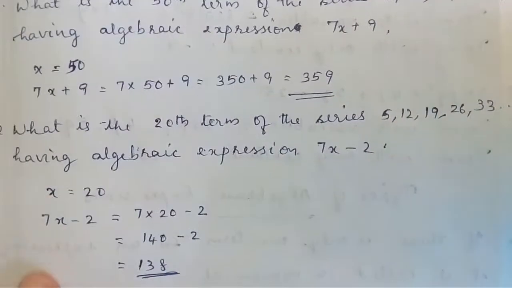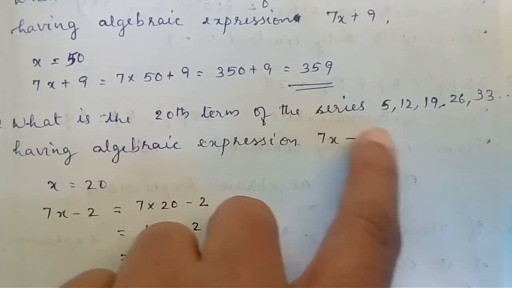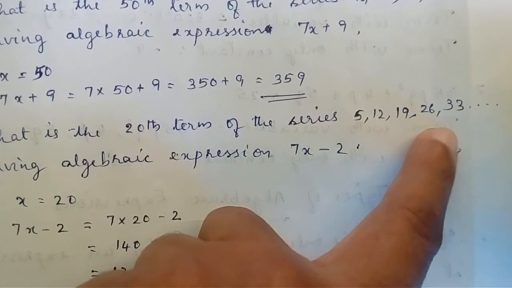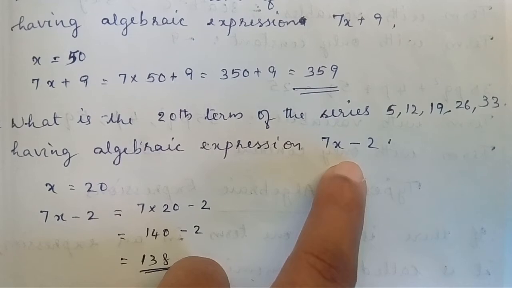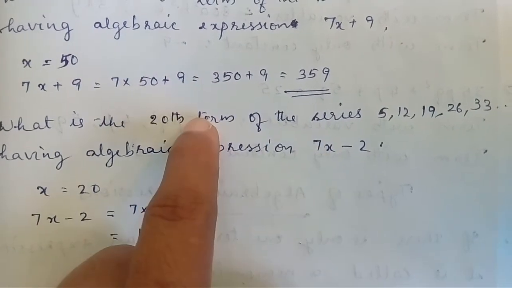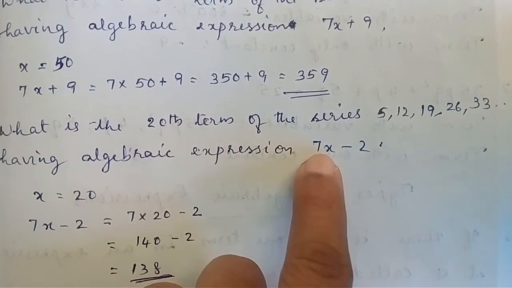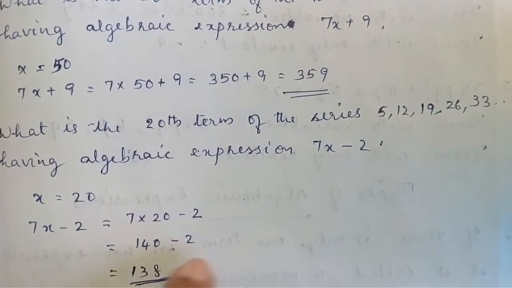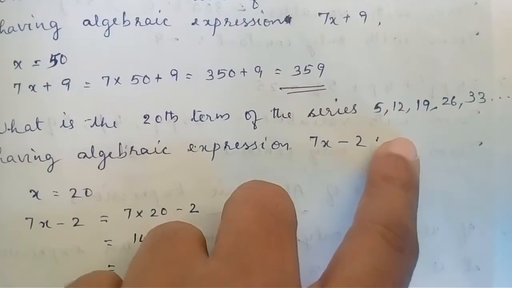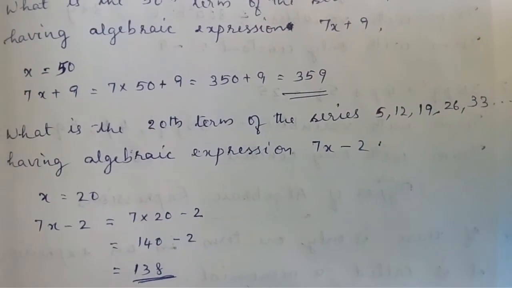Okay. Then here, what is the 20th term of the series? 5, 12, 19, 26, 33, etc. The expression is 7x minus 2, and we need the 20th term. Again, x will be replaced by 20. 7 into 20 minus 2, that is 140 minus 2. 138 is the 20th term of this series. Okay.